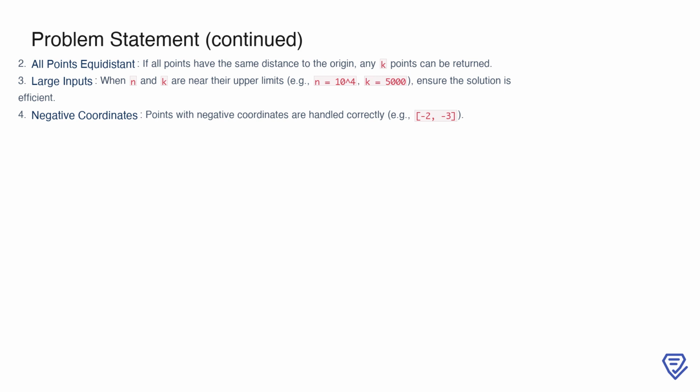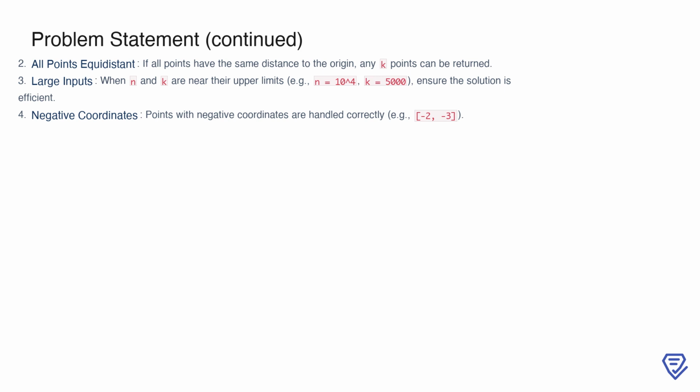For edge cases, if there is only one point in the input and k is 1, then the output is simply that single point. If all the points have the same distance to the origin, any k points from the input can be returned. For large inputs where n and k approach their upper limits, the solution should be optimized for efficiency. Finally, points with negative coordinates are handled naturally by the formula, as squaring the values ensures distances are always positive.